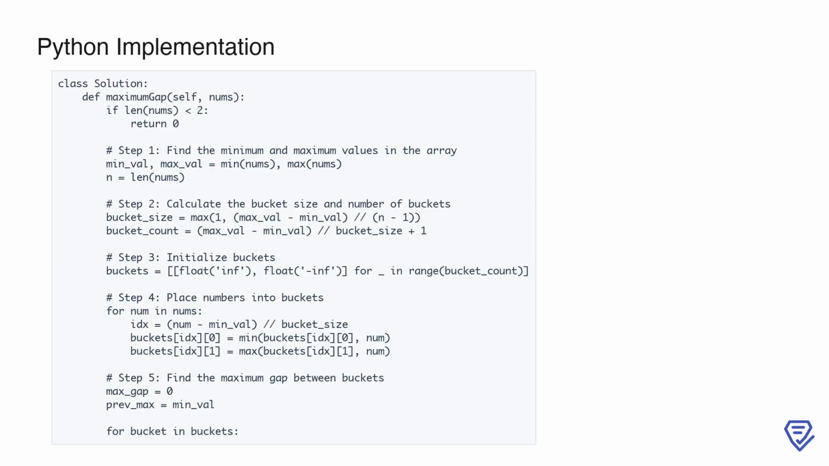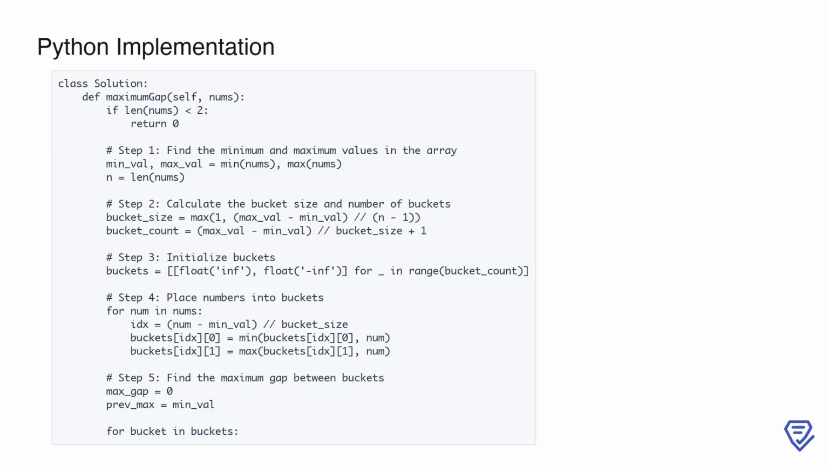In this implementation, we start by defining the maximum gap function inside the solution class. The first thing we do is check if the input list nums has fewer than two elements. If it does, we immediately return 0 since no gap can exist. Next, we calculate the minimum and maximum values in the array using Python's built-in min and max functions. These values will help us determine the range of the data.